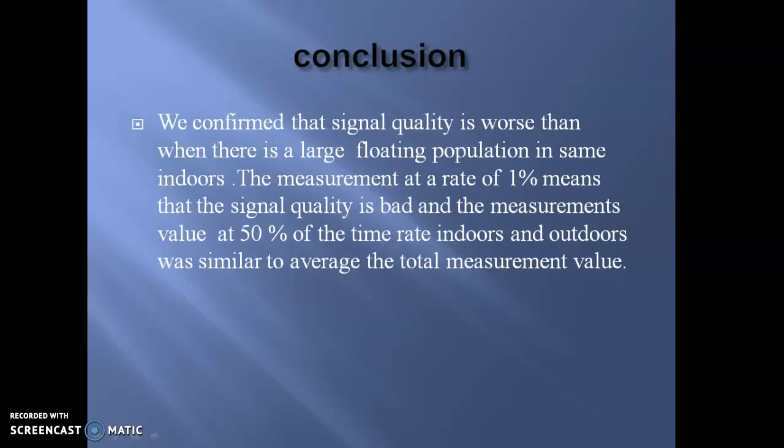Next, the conclusion. We confirmed that the signal quality is worse when there is a large floating population in the same indoor space. The measurement at the rate of 1% means that the signal quality is bad, and the measurement value at the 50% time rate indoors and outdoors was similar to the average of the total measurement value.